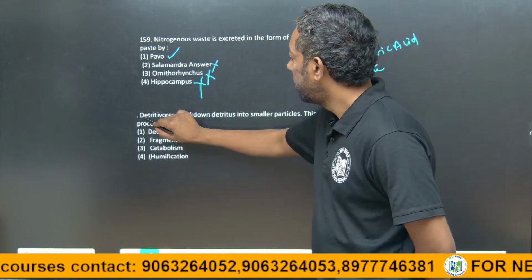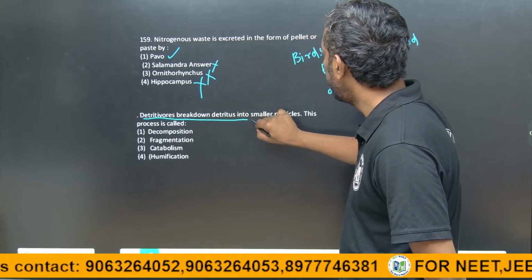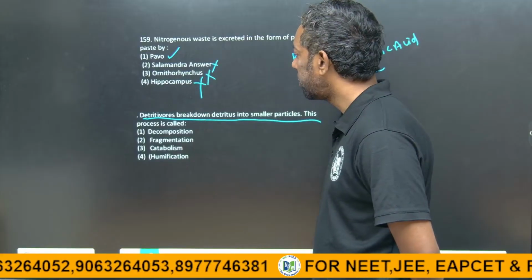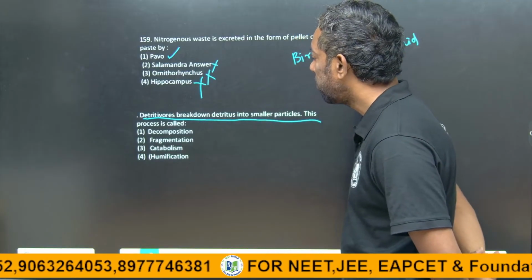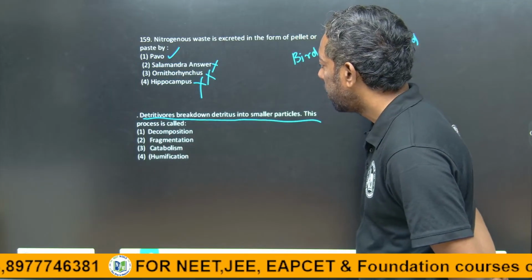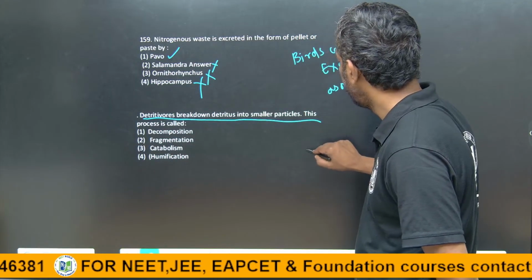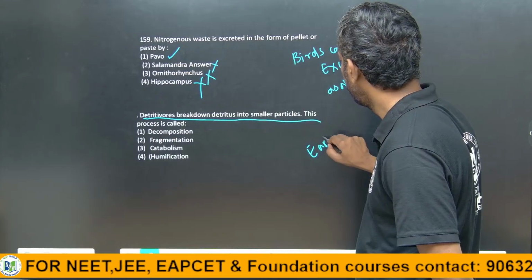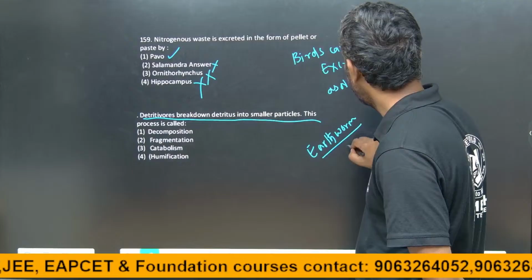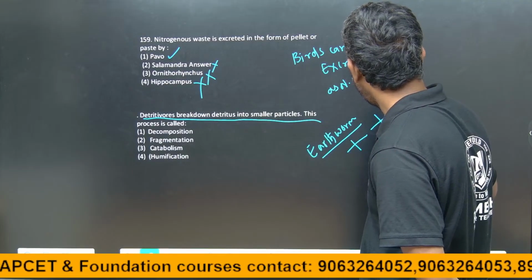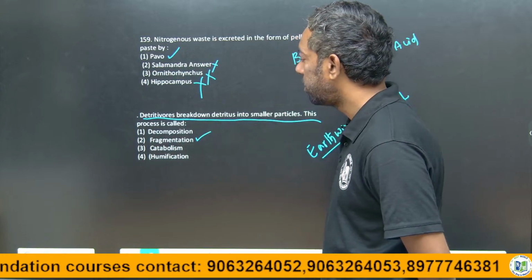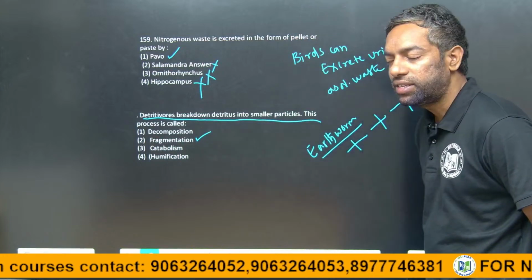Detritivores break down the detritus into small particles. This process is called fragmentation. Guys, one of the detritivores is the earthworm. They break down the particles into small fragments. So this is one answer. The second one is the answer.